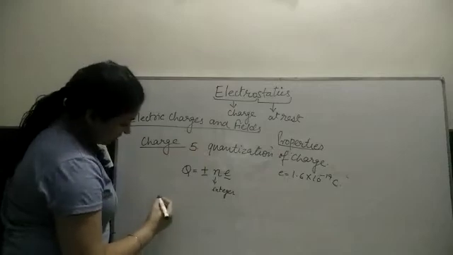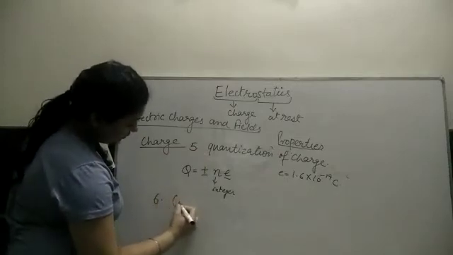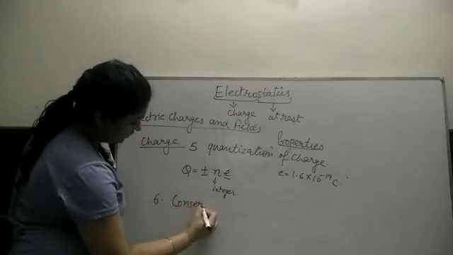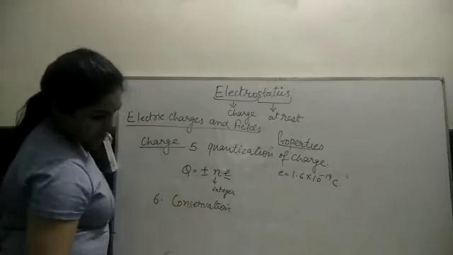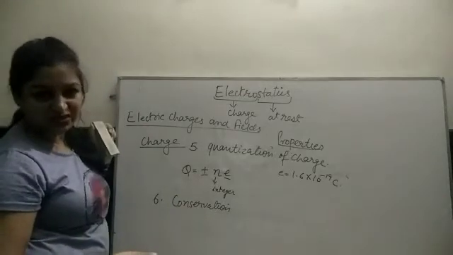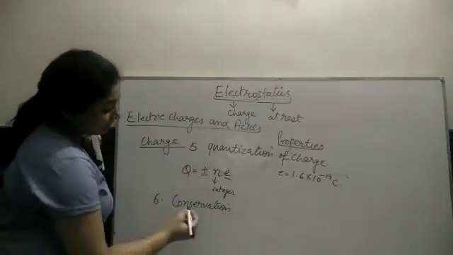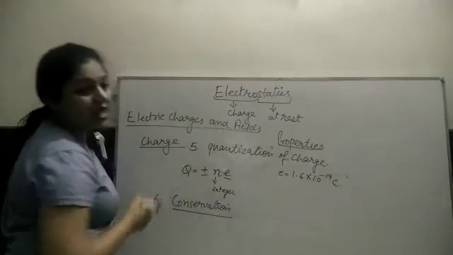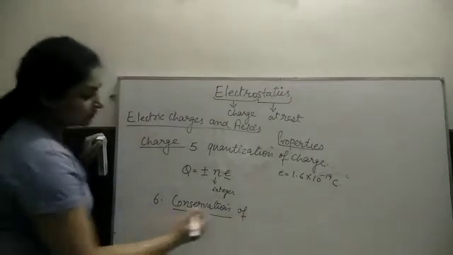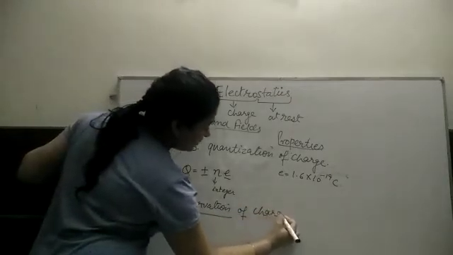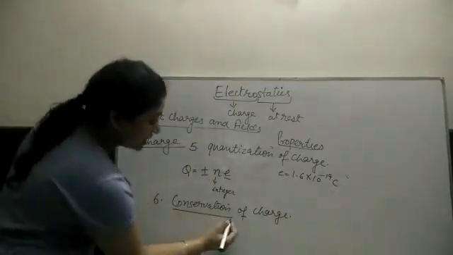And one more property is there, that is conservation of charge. Conservation of energy, as we know, says that the total energy of the universe or any isolated system is constant. So similarly, the total charge of an isolated system is conserved. So you can write: total charge of an isolated system is conserved.